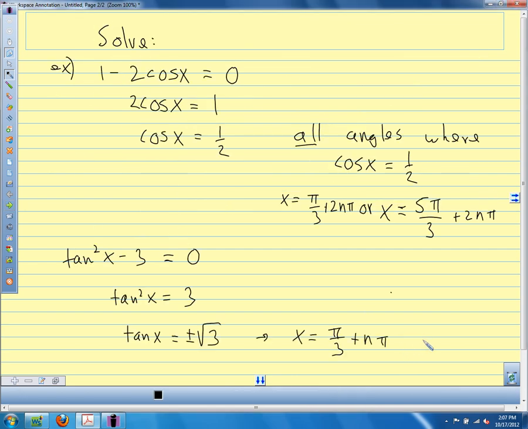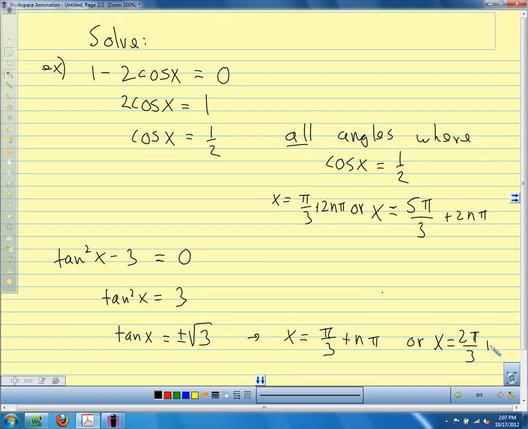So x is going to be 2 pi over 3 plus some multiple of pi. We're adding a multiple of pi for the tangent because the period of tangent is pi. So the tangent repeats every pi units around the unit circle. So this will get all of my angles where the tangent is plus square root of 3 and where the tangent is minus square root of 3.